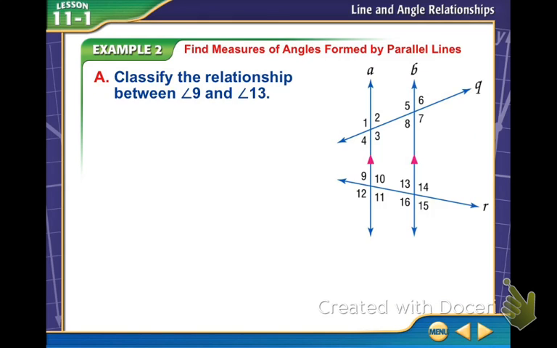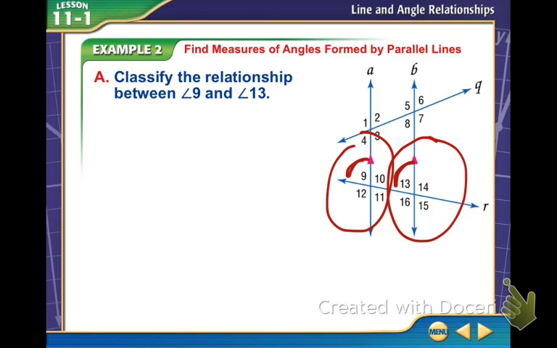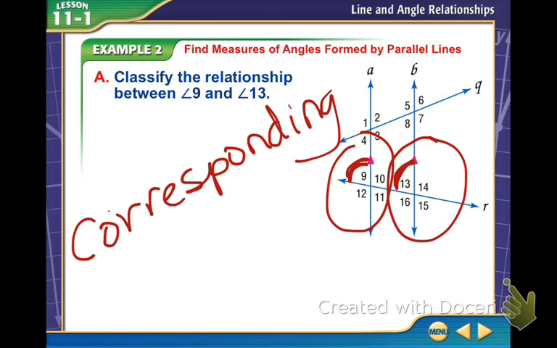So let's find the relationship between angle 9 and angle 13. Well, according to where they're at in the intersections, where the intersecting lines, both of them are in the same position. So that means they are corresponding angles.